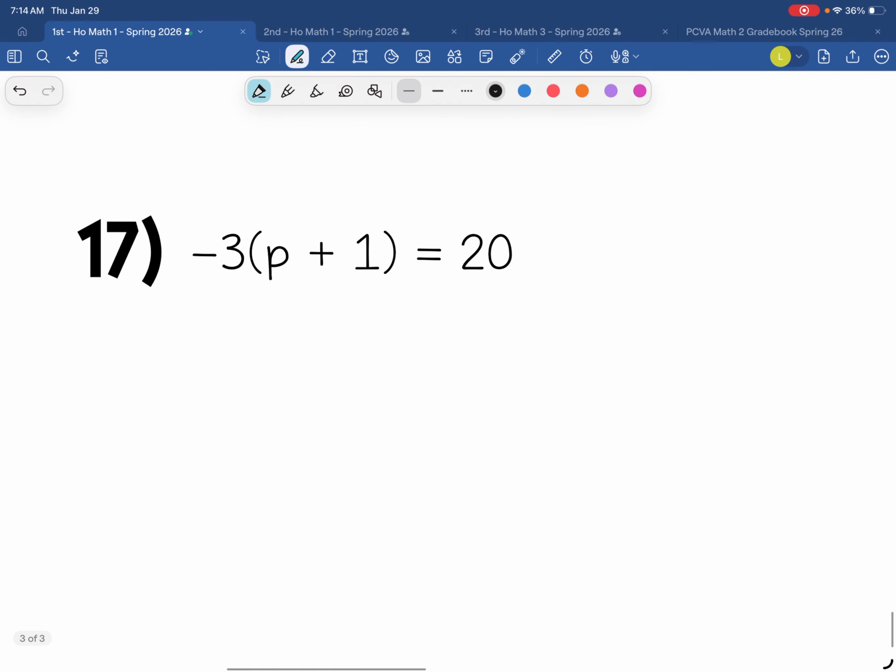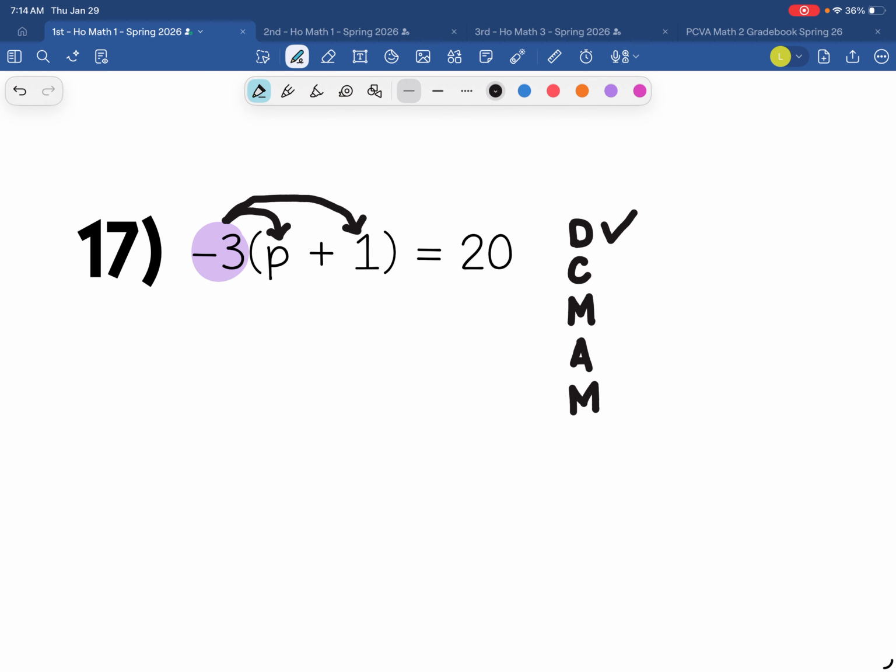All right, so for number 17, again, we're going to go through and do our don't call me after midnight process. We do have the distributive property this time. Right here, my distributive number in front is -3. So when we distribute, that means we're going to multiply p and 1 by -3.